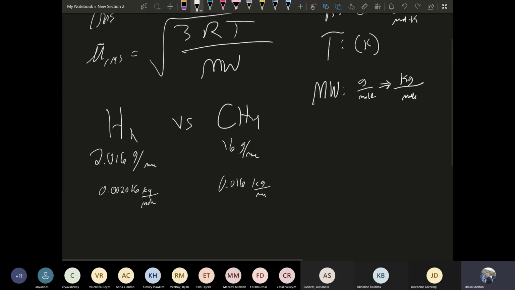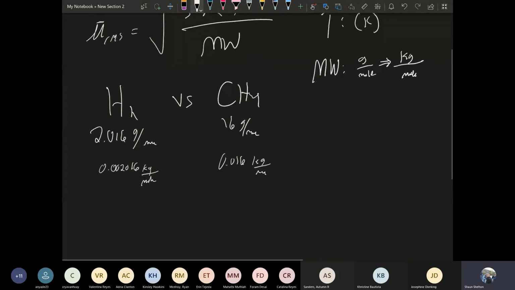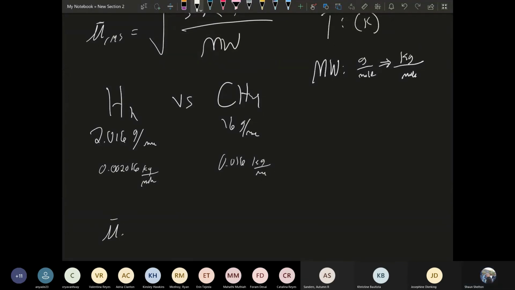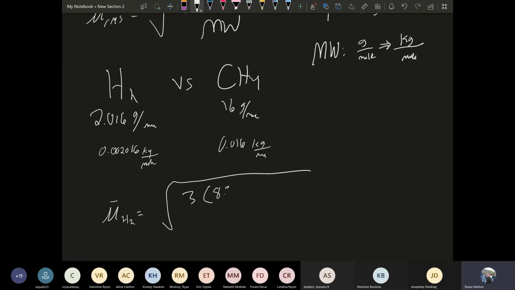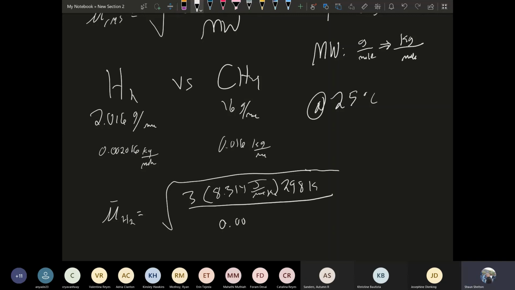So let's figure out the root mean square velocity for hydrogen. For hydrogen, we're going to do the square root of 3 times, all right, so the R is 8.314, times the temperature. We're going to say that these are at 25 degrees Celsius just to keep it simple here. So that's 298 Kelvin. And we're going to divide that by 0.002016. So y'all go ahead and do that calculation.